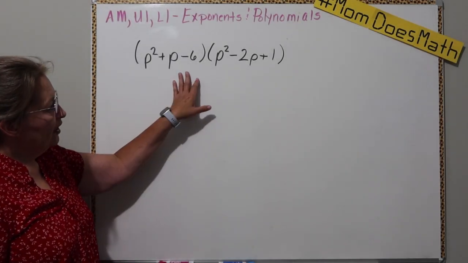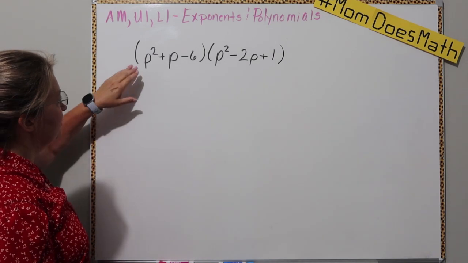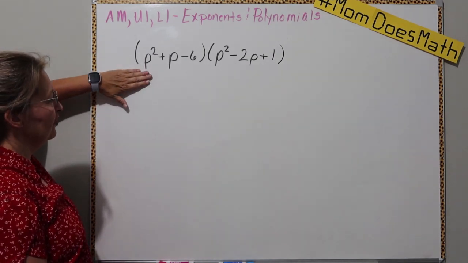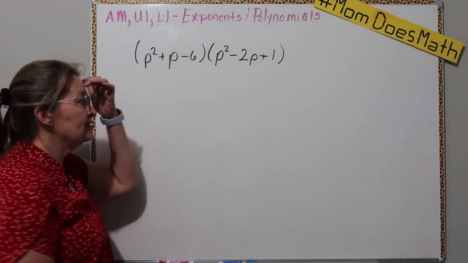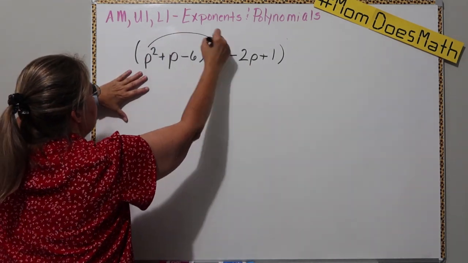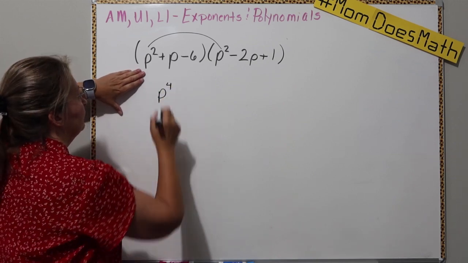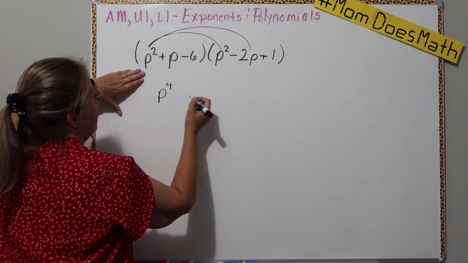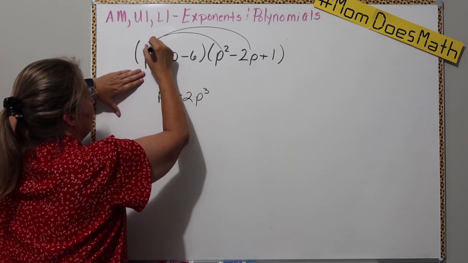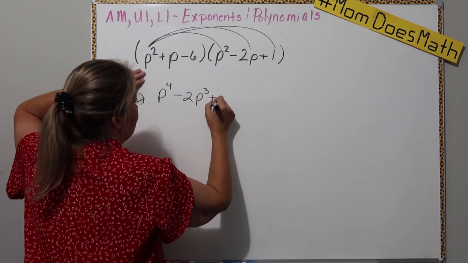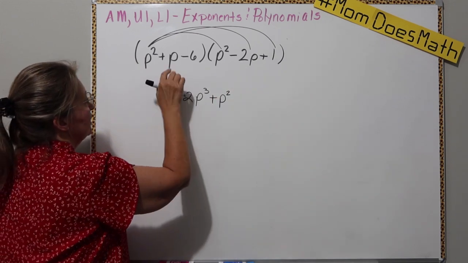Now we're going to multiply trinomial times trinomial. Just two numbers at a time. I just need to make sure that every number in this first trinomial gets multiplied times every number in this one. So let's take it slow and draw our lines. P squared times P squared is P to the 4th. P squared times minus 2P is minus 2P to the 3rd. And P squared times 1 is just P squared.